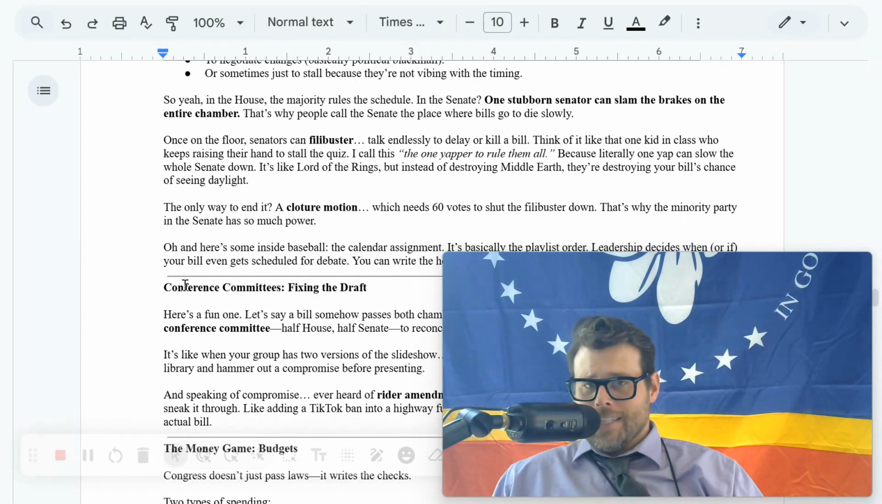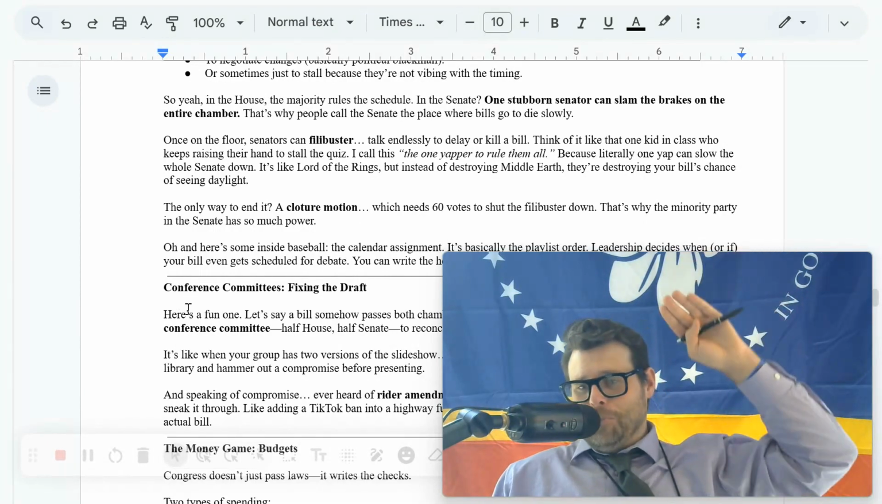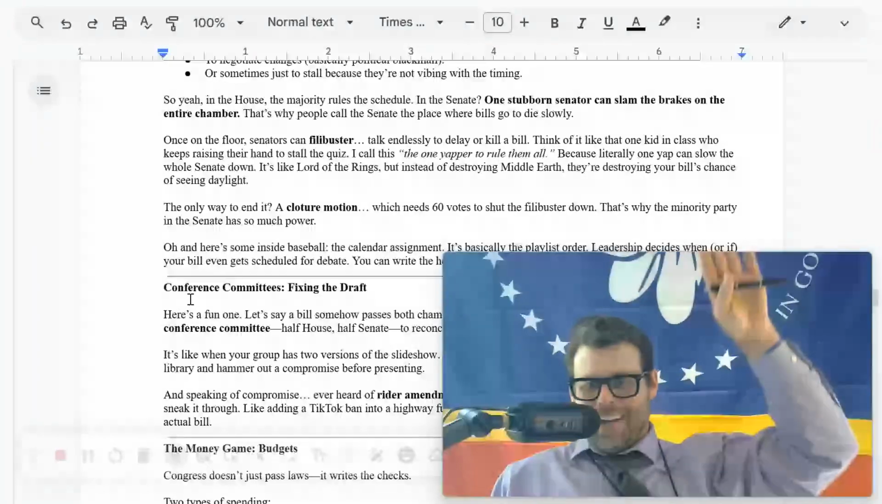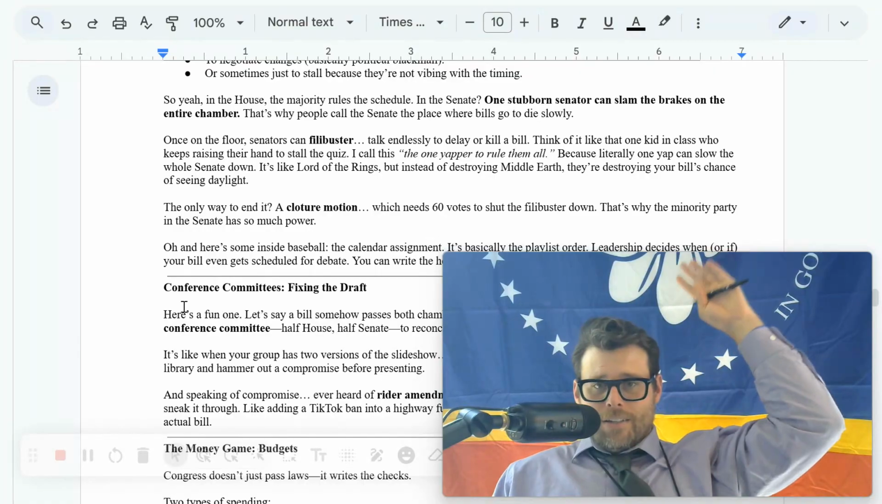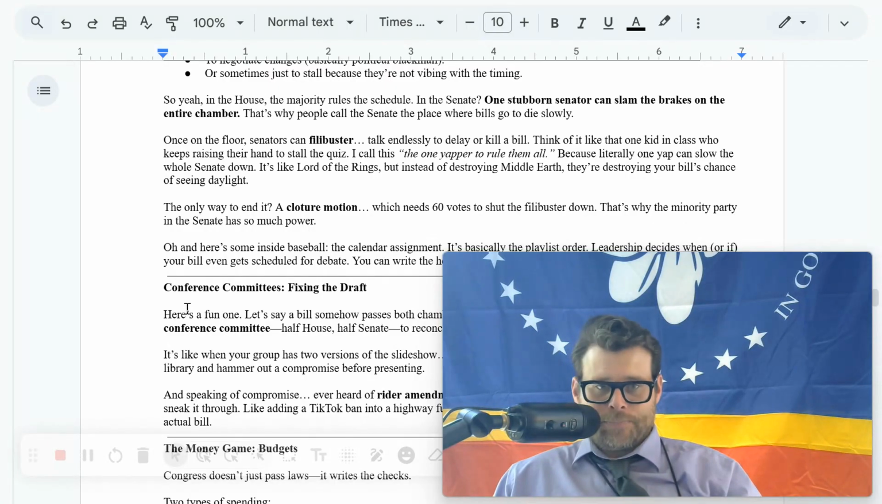Think of it like that one kid in class who keeps raising their hand to stall a quiz, hoping that maybe it won't happen, right? But it always does. I call this the one yapper to rule them all, because literally one yap can slow the whole Senate down. It's like the Lord of the Rings, but instead of destroying Middle Earth, they're destroying the bill's chance of seeing daylight.